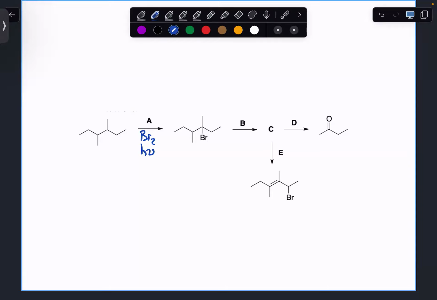Those positions are equivalent to each other. So if you put the bromine there or there, you get the identical molecules, the identical product.